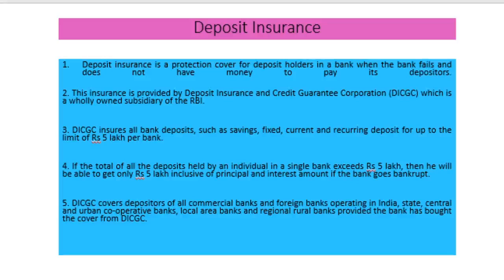In India, we have the protection from the RBI in the form of the Deposit Insurance and Credit Guarantee Corporation. DICGC insures all bank deposits such as saving, fixed, current and recurring deposits up to the limit of rupees 5 lakh per bank, that is, the per bank limit is 5 lakhs in India. If the total of all the deposits held by an individual in a single bank exceeds 5 lakhs, then he will be eligible to get only rupees 5 lakh, inclusive of principal and interest amount. That is, the DICGC will provide a maximum of 5 lakhs per individual per bank in India.